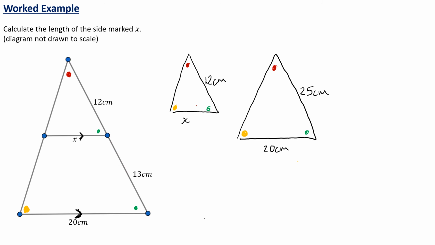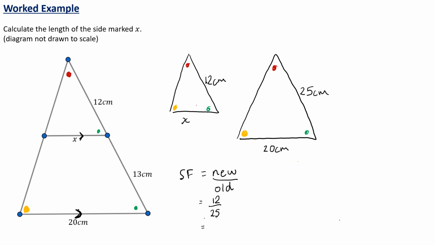Okay, so we're now going to use our scale factor. So the scale factor is the new over the old, where the new shape is the one that we're working towards, the one where the unknown is. So hopefully you can see that this is the new shape. So we're going to take the corresponding side, so it's going to be 12 over 25. Okay, if you can simplify it, simplify it. If not, you could just type this into your calculator, and that comes out to be 0.48.